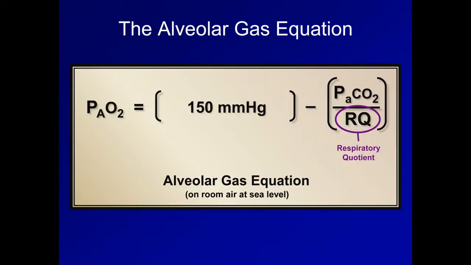Furthermore, the respiratory quotient, while dependent upon a person's diet, specifically upon the relative amounts of fats, carbohydrates, and proteins a person is eating, is remarkably constant at 0.8 for all but the most extreme and unusual of diets. Since the measurement of RQ in an individual patient is a very challenging and time-consuming task, it is almost always assumed to be 0.8. So here it is, the simplified alveolar gas equation for a patient breathing room air at sea level.